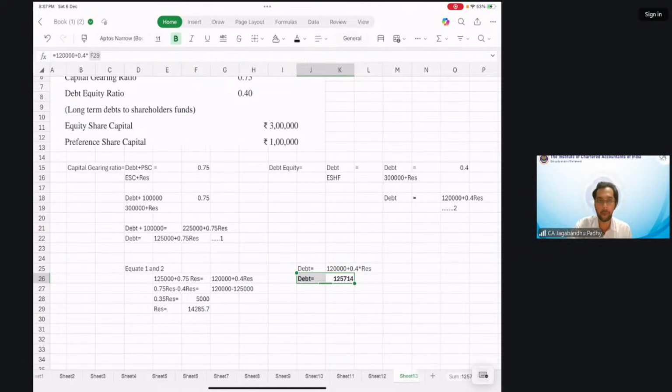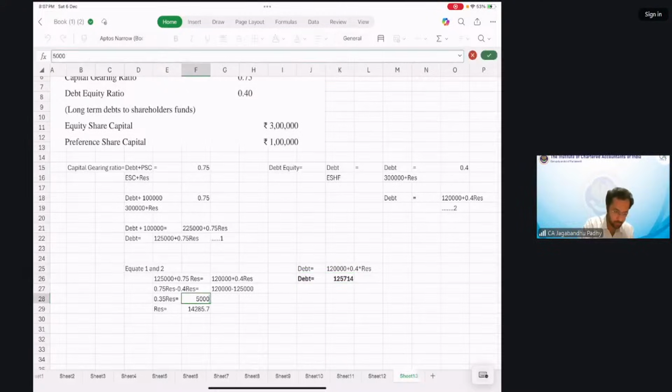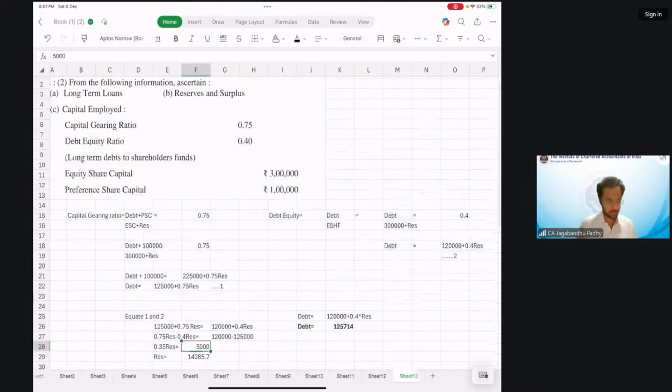Yes, Asta? Sir, reserves will be negative. No. 1 lakh 20 minus 1 lakh 25. One second. Yeah, coming up to be negative, right? Yes. No, I think there is some mistake in the question, I suppose. Just wait.